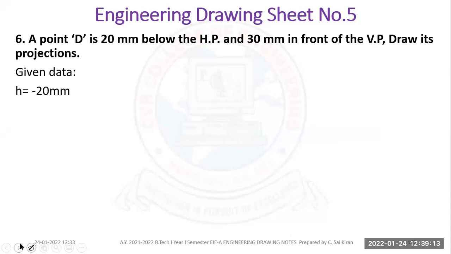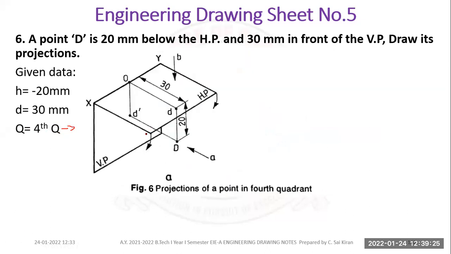So H is -20 and D is +30, and the quadrant is the fourth quadrant, or the fourth angle method. We call it either fourth quadrant or fourth angle method. It will be like this, and the observer will be here. In order to see both the shapes, we are rotating this in the HP in the clockwise direction, and we will be seeing it.